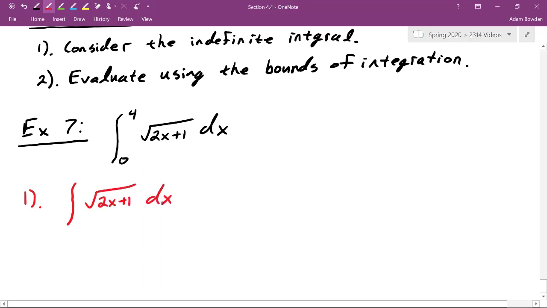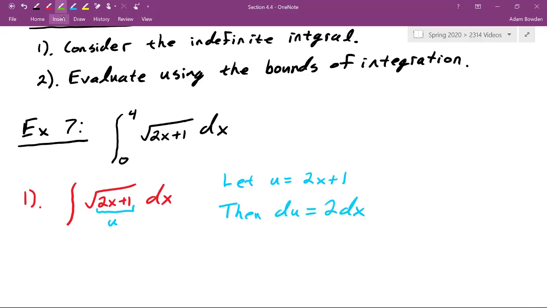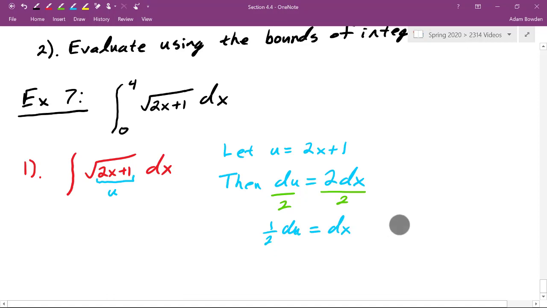dx on its own. Now this is a situation for substitution that we make for the inside of the square root. We let u be equal to 2x plus 1, then du would equal 2 dx. And we need to divide over the 2, so 1/2 du is equal to dx. So our integral would change into the integral of the square root of u, 1/2 du.